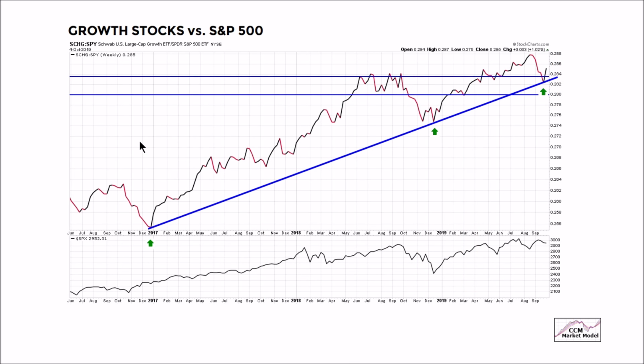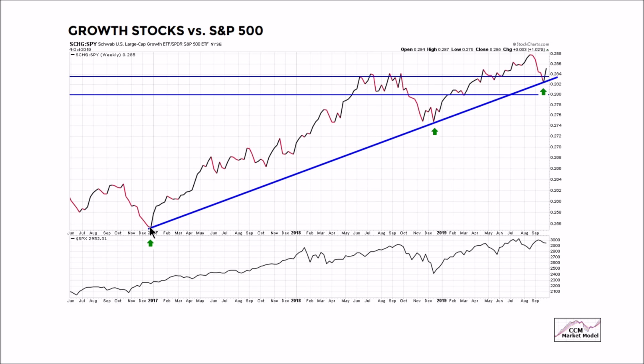What can we learn from the chart of growth stocks relative to the S&P 500? Remember, we were told that it's all over for growth stocks. Value is going to overtake growth. That may be the case, but this chart tells us it might not be time to give up on growth just yet, and we have not done that.